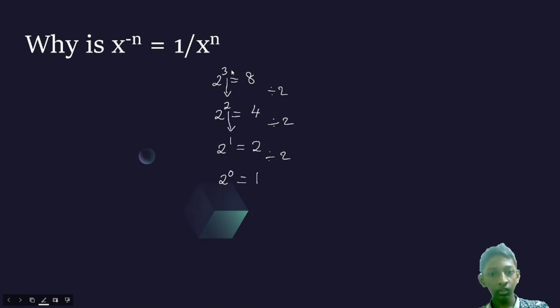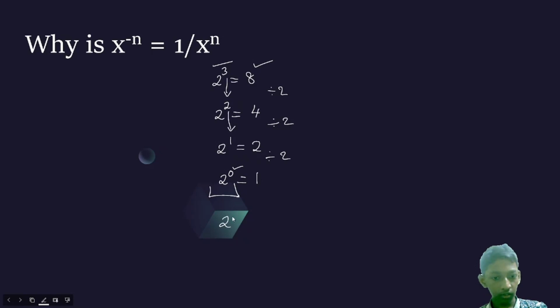So 2 raised to the power of 3 is equal to 8, 2 raised to the power of 2 is equal to 4, 2 raised to the power of 1 is equal to 2, and 2 raised to the power of 0 is equal to 1. These all are correct. There is a relationship in the power: the exponent is decreasing by 1 unit, but in the result it is dividing by 2. In the same way, 8 divided by 2 is 4, 4 divided by 2 is 2, and 2 divided by 2 is 1. Now let's subtract 1 from 0.